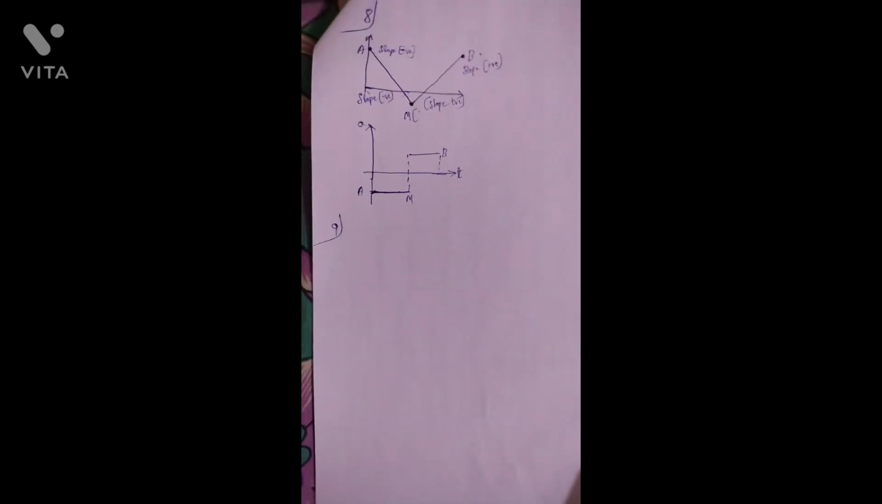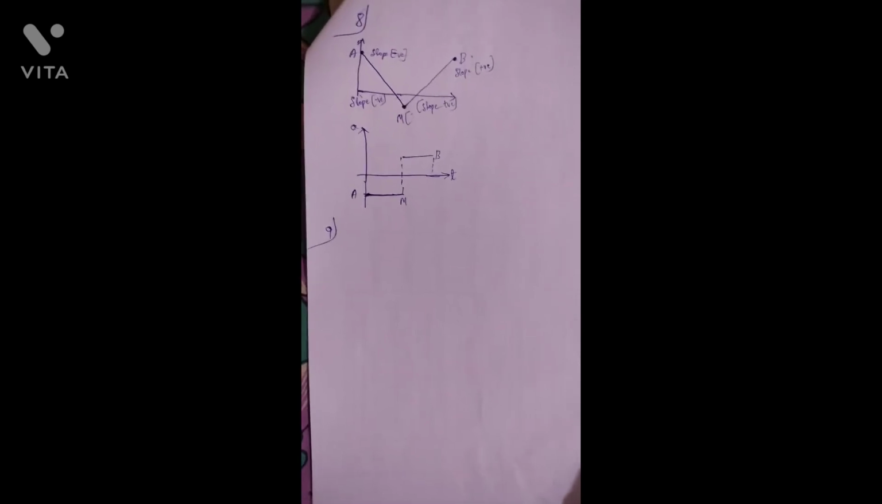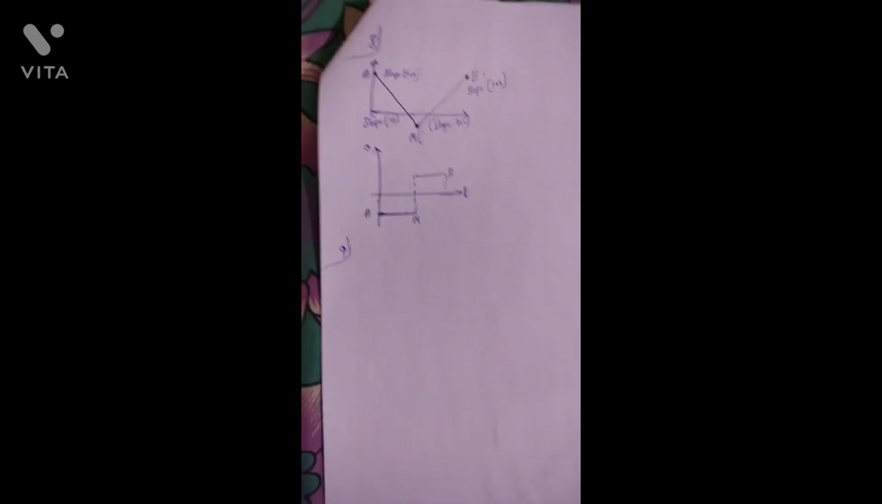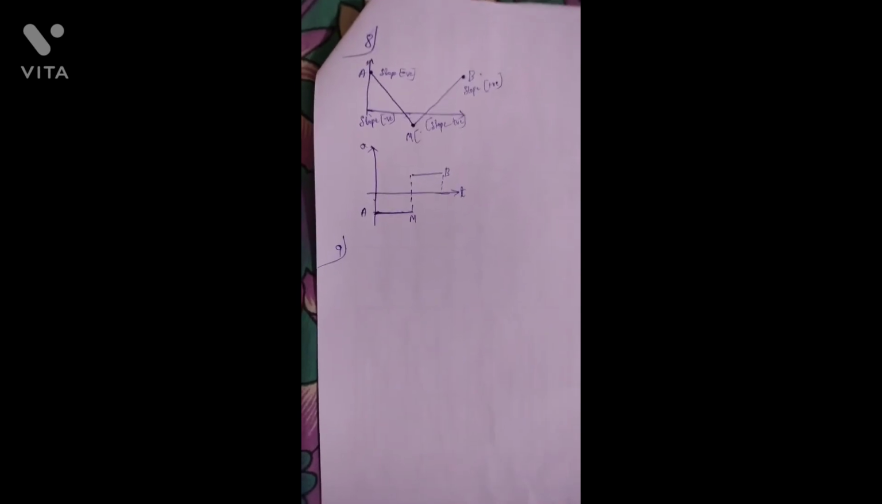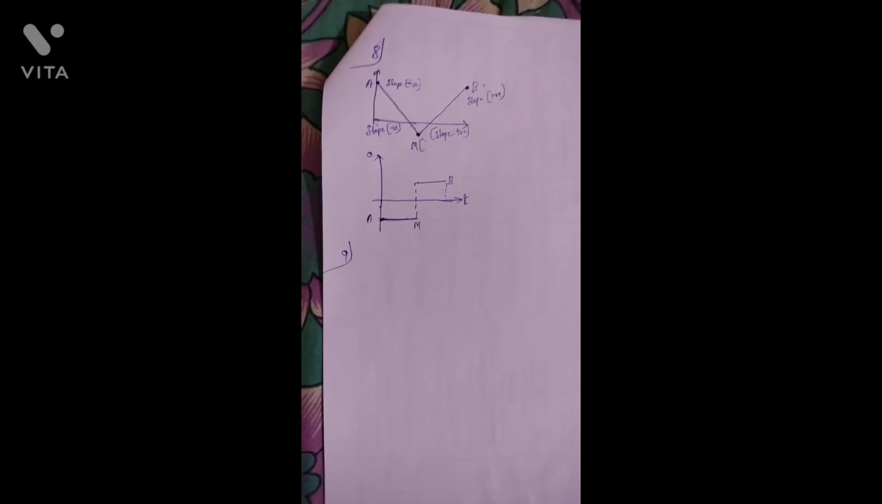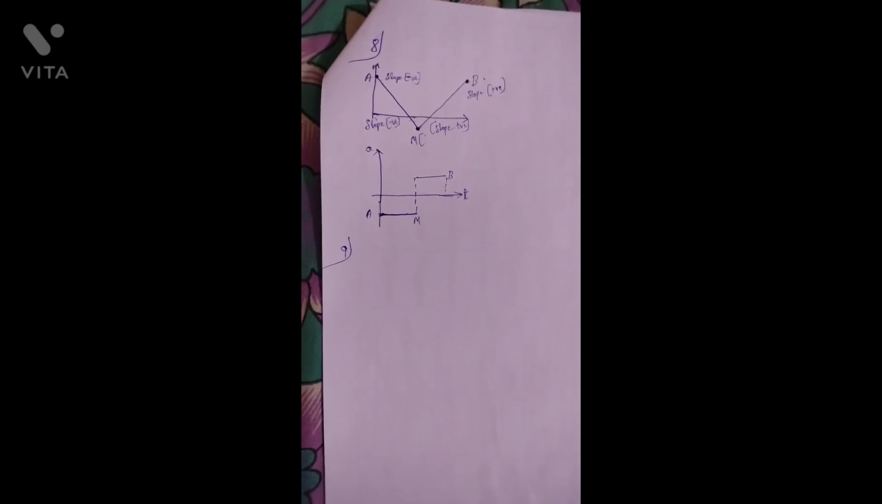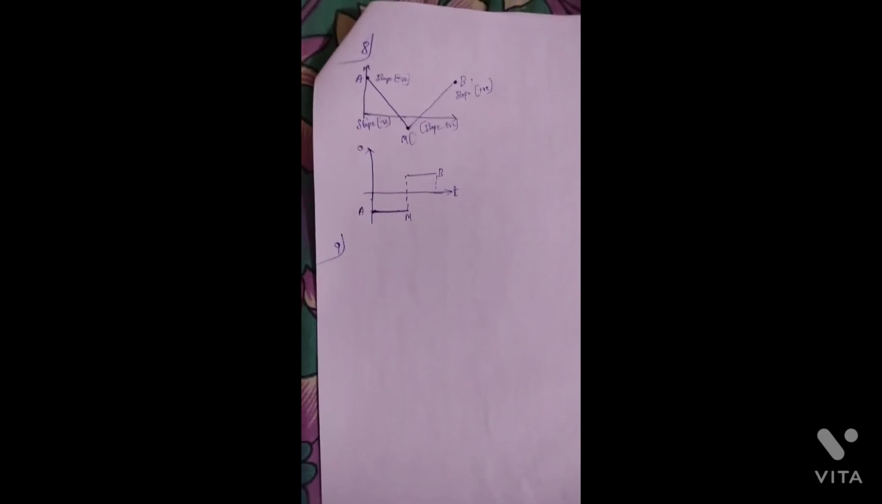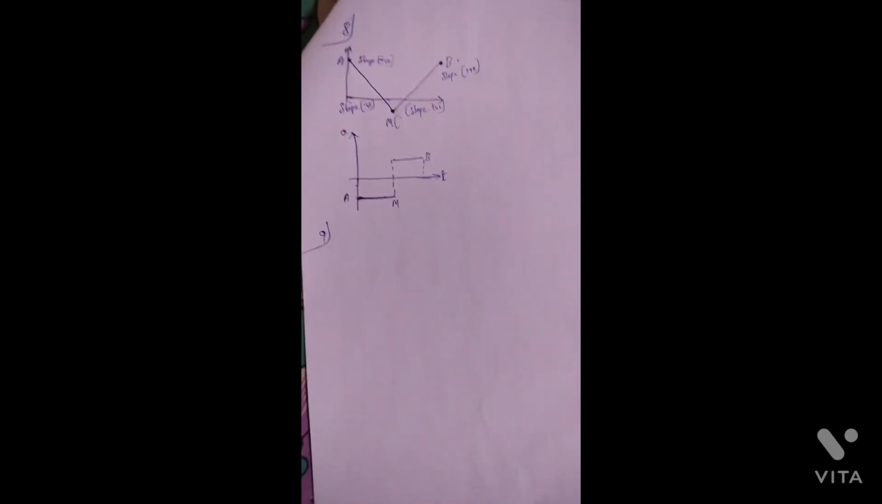So I think you have read question number 9. Once I tell you, then we will see the solution of question number 9. The question they asked is: n moles of a perfect gas undergo a cyclic process A, B, C, A, as they have given in the graph in question number 9. You may have seen the question.